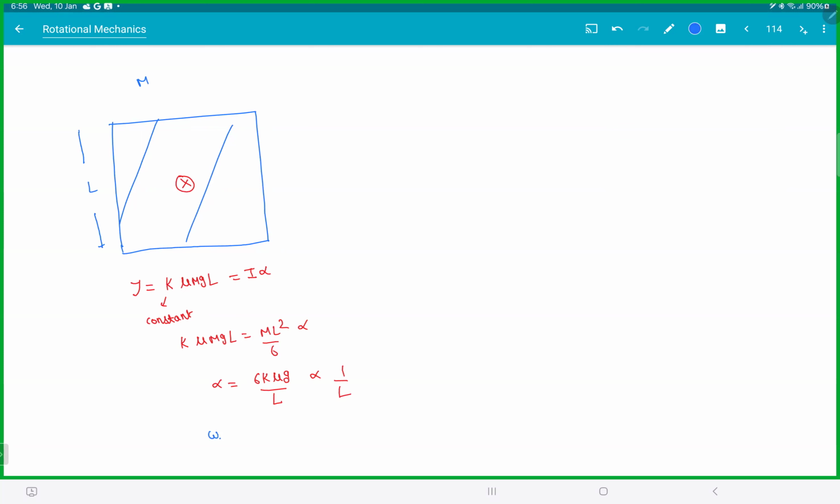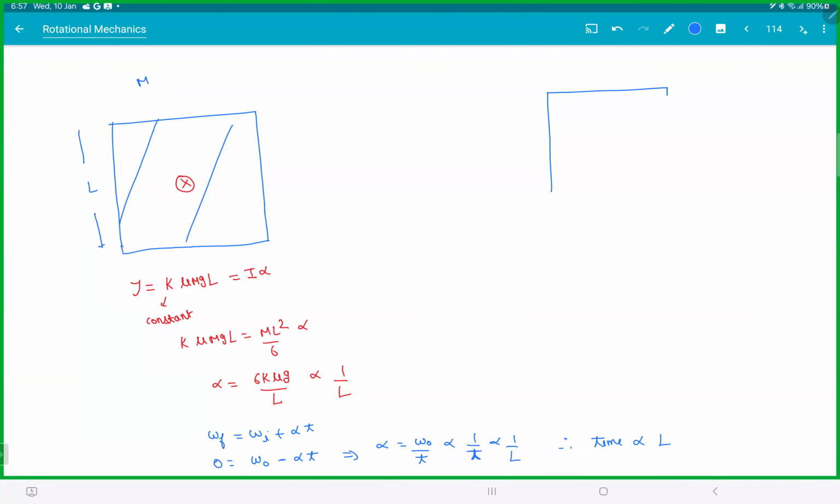And we know omega final is equal to omega initial plus alpha t. Eventually you're stopping at 0. This is omega naught minus alpha t. So alpha is proportional to 1 by t. And we also know alpha is proportional to 1 by L. Therefore, the time is proportional to the length of the side. Getting the proportionality?